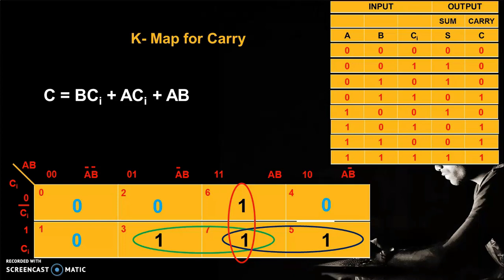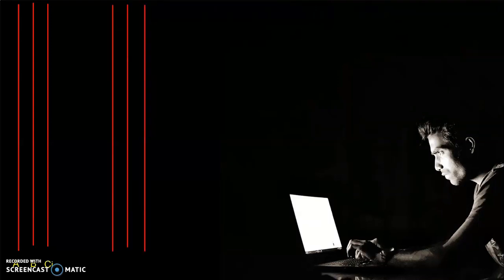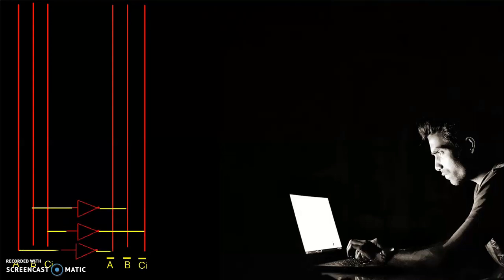We can easily implement a logic circuit with the basic gates. We have 3 different inputs, that is A, B and Ci. We use NOT gates to get A bar, B bar and Ci bar. So first, second and third, we use the 3 NOT gates and we get A bar, B bar and Ci bar. So now we have 3 inputs A, B and Ci, and we have 3 inverted inputs, that is A bar, B bar and Ci bar. Now as per our requirement, as an input, we can use any one of them.